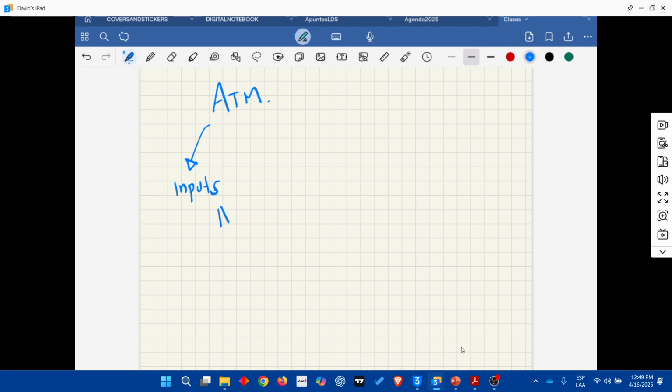So we need the number of the card that you are going to use to withdraw money. You need the PIN of your card. And obviously, you need the amount that you are going to withdraw. Okay? Then the information is going to be processed. Okay? So the system is going to verify if the PIN that you wrote is the correct one for your card number. Then the system is going to verify if you have in your balance enough money for your withdrawal.